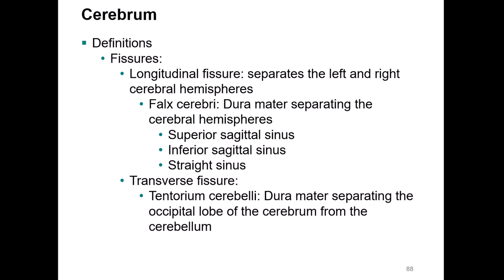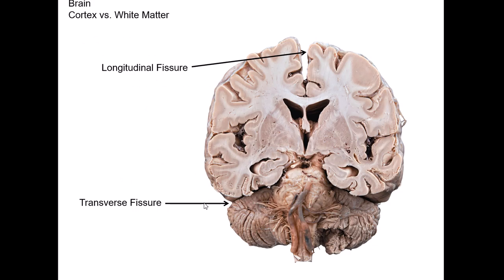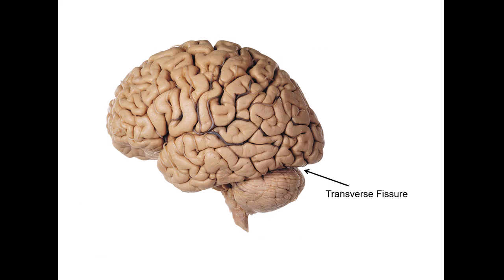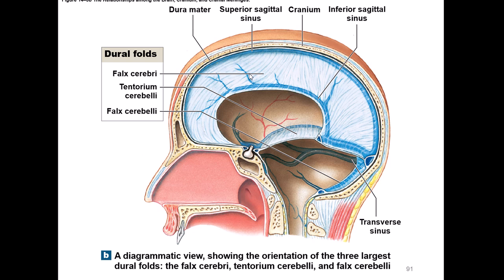So let's go back to the note just to make sure we got everything. All right, so we have the longitudinal fissure, separates the left and right cerebral hemispheres. Extending down is going to be the falx cerebri, right? That's the extension of the dura mater. Then we have the transverse fissure, which is the fissure between the cerebrum above and the cerebellum below, and that also has an extension of the dura mater in there known as the tentorium cerebelli. So again, falx cerebri here, tentorium cerebelli there.